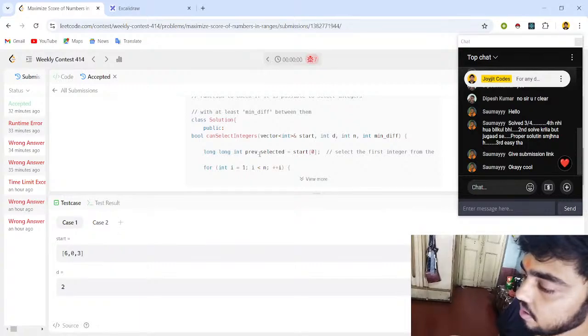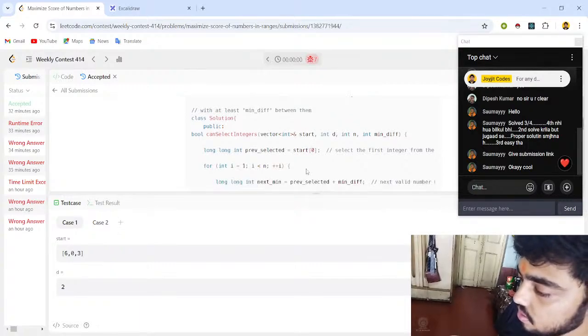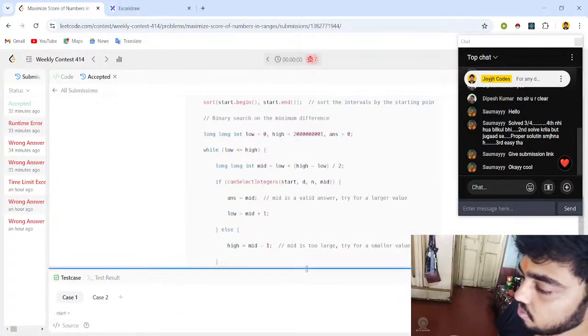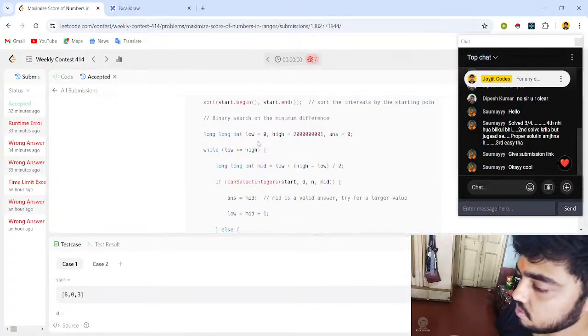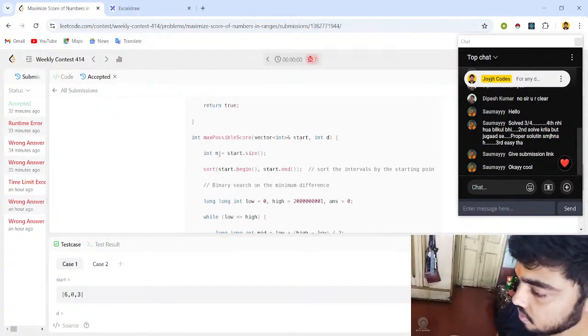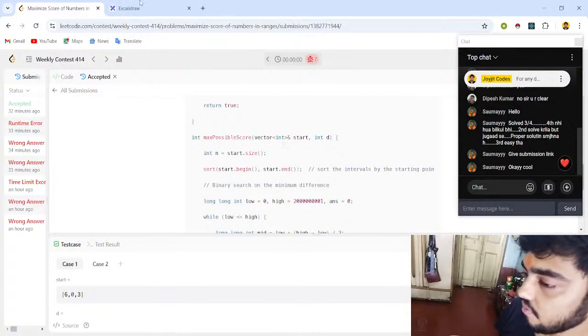So it will be better if we go to the last part of the code. I think this much only will be visible for you guys. So basically n is the size of start, and then I'm sorting this. Why am I sorting it?